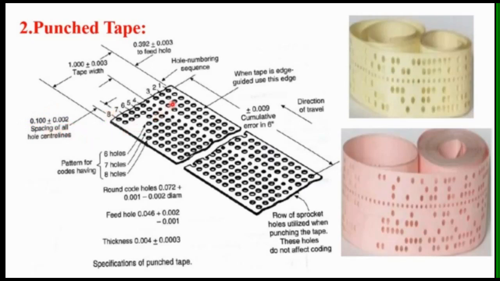Similarly, the number of holes along these sections varies: 6, 7, 8 or sometimes 5. That may depend on the sequential data. Then the tape width is also standard, it should be 1.00 with an allowed error. Then the rows of sprocket holes are utilized when the tape is punched. These holes do not affect the coding. So this is the benefit of this punched tape.